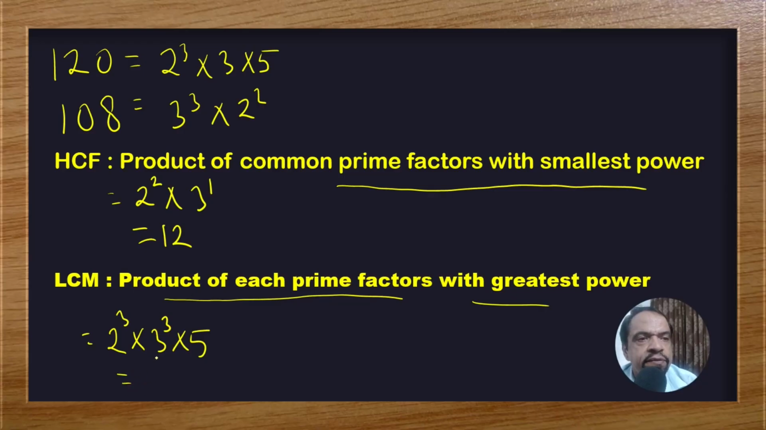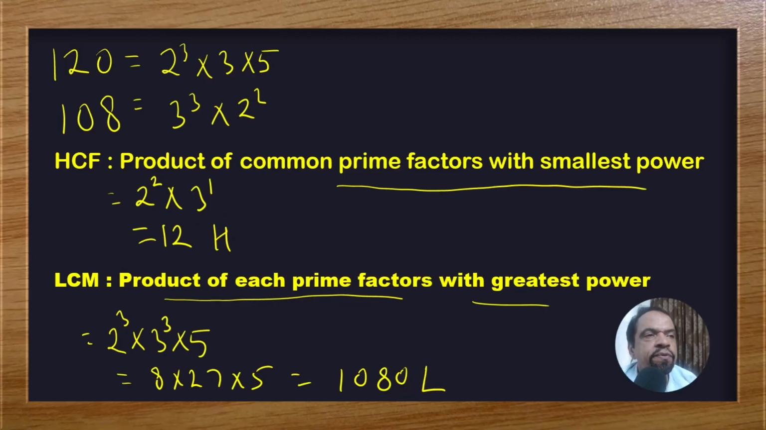So if we multiply 8, 27 into 5, 8 times 5 is 40, it is coming 1080. So this is the LCM. This is HCF and this is LCM. So in this way you have to perform the HCF and LCM in class 10th.